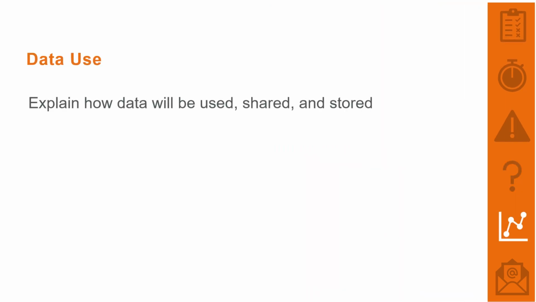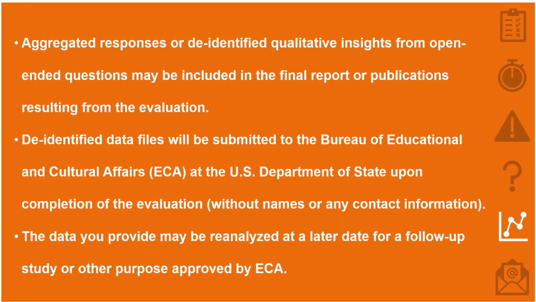You'll explain how data will be used, shared, and stored. For example, aggregated responses or de-identified qualitative insights from open-ended questions may be included in the final report or publications resulting from the evaluation. De-identified data files will be submitted to the Bureau of Educational and Cultural Affairs, ECA, at the U.S. Department of State upon completion of the evaluation, without names or any contact information. The data you provide may be reanalyzed at a later date for a follow-up study or other purposes approved by ECA.